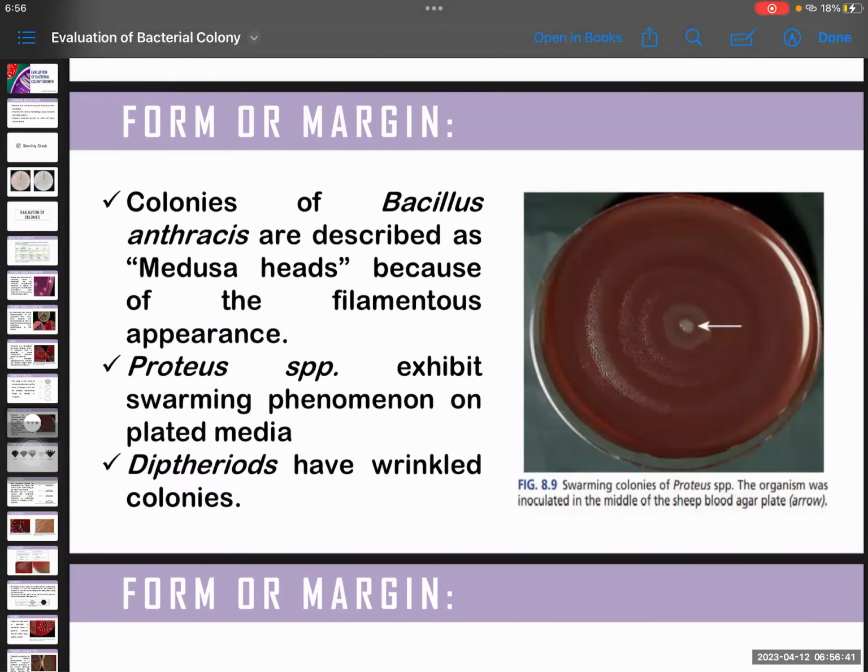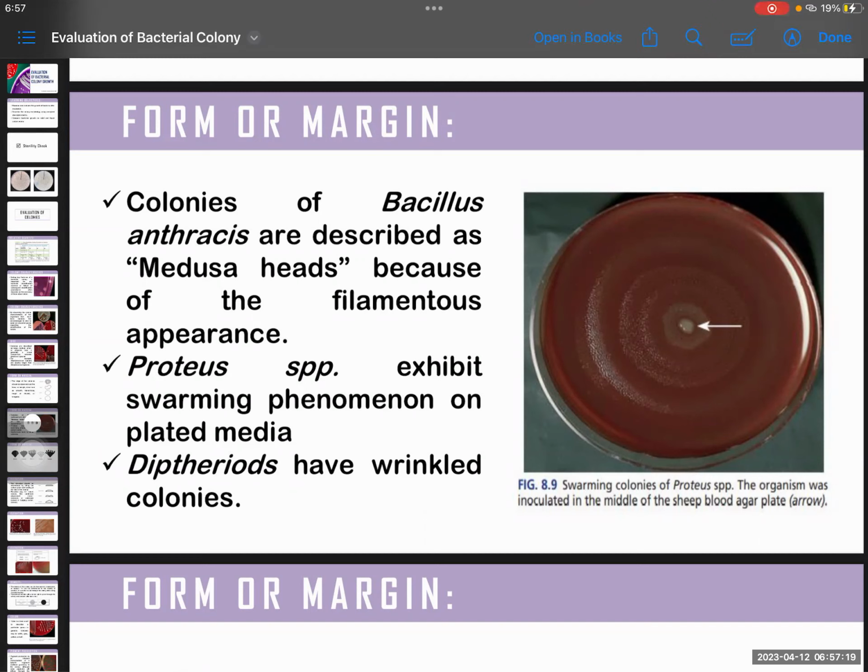So colonies of Bacillus anthracis are described as medusa heads because of the filamentous appearance. So microbiologists describe Bacillus anthracis as having a medusa head growth or margin kasi very filamentous or maraming filament that looks like snake. And that's why it is referred to as medusa head. Pero hindi naman siya all the time ganito yung itsura. But if you see a medusa head appearance or very filamentous appearance, then that is a good indication that it may be Bacillus anthracis.